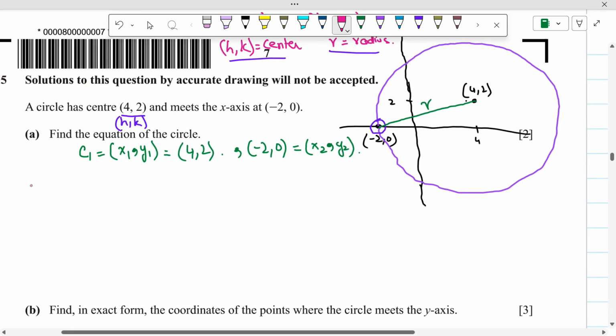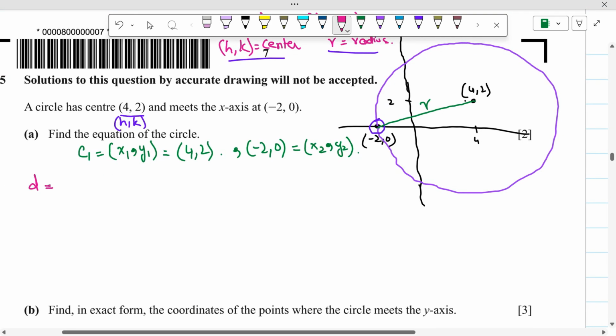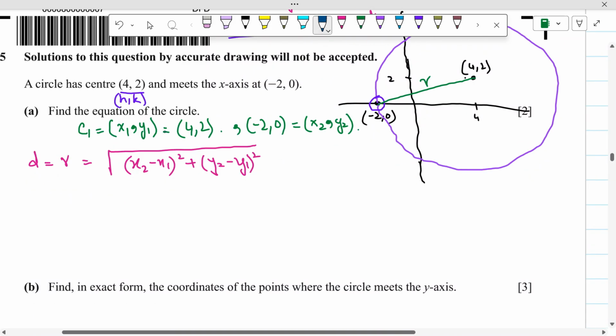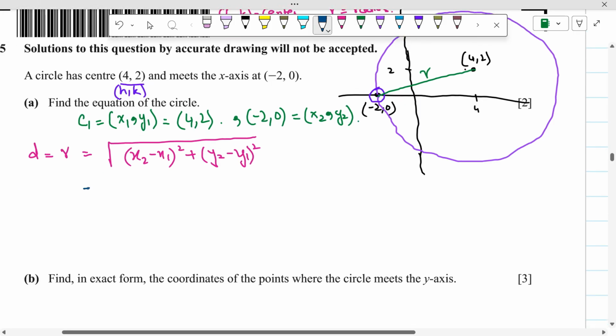So we can use the distance formula, which in this case is the radius, because we are finding the distance between these two points. This formula is equal to the square root of (x2 minus x1) whole square plus (y2 minus y1) whole square. I just told you x1, y1 is (4, 2), x2, y2 is (-2, 0). So plugging in these values we can find the radius, which is the distance between these two points.